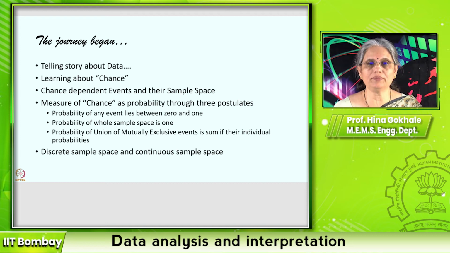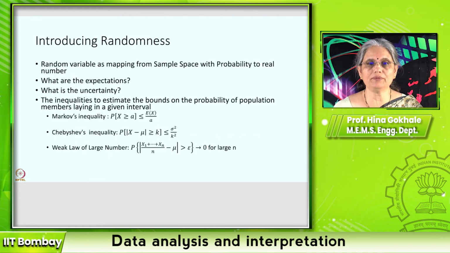Then we introduced what is called randomness, and here, friends, I would like to tell you that after taking this course we should be able to distinguish between a randomly occurring event and an arbitrary event. It is a very common habit to say that some random person came or some random thing happened. Sometimes we actually mean arbitrary.